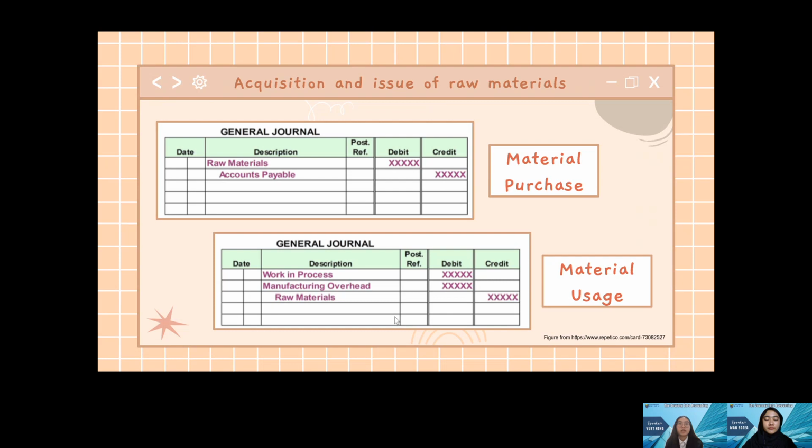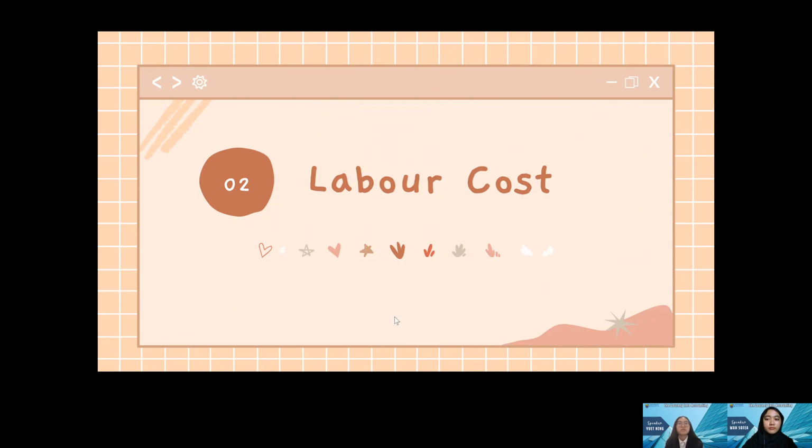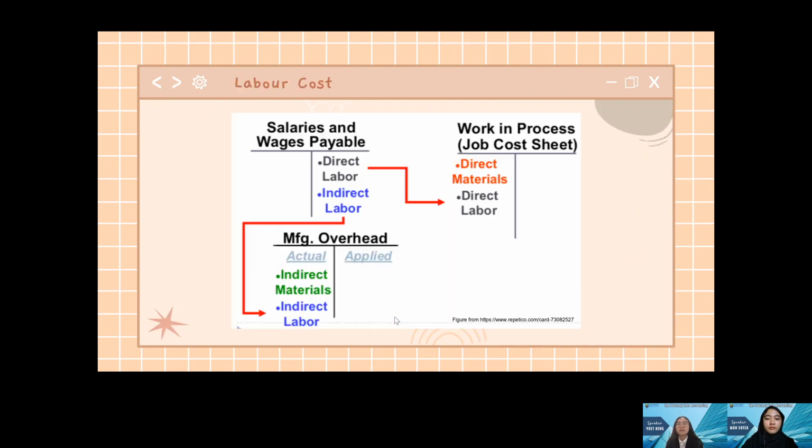So this is the journal entry. For material purchase, we will debit the raw materials or inventory and credit accounts payable or cash or bank. It depends on how you paid for the acquisition. For material usage, we will debit work in process and manufacturing overhead, while crediting raw material. Because when we use the raw material, it will start to decrease, right? So that's why we will credit it. Next slide, please. So for labor costs, next slide.